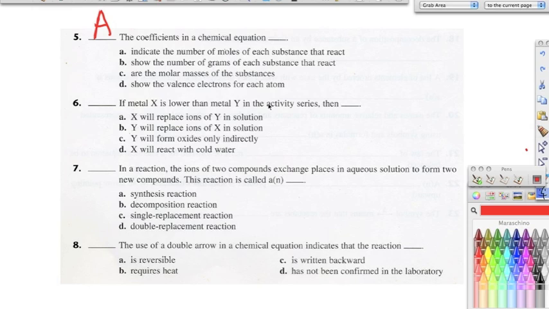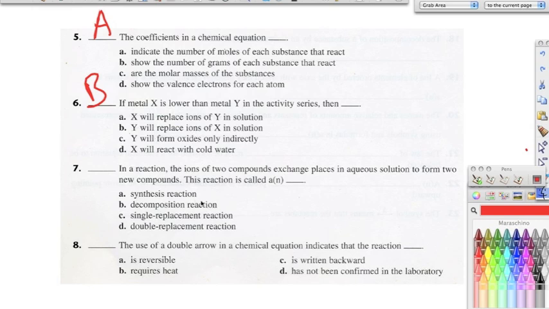Number 6, it says if metal X is lower than metal Y in the activity series, then, and the answer should be B, Y will replace X in the solution. So we know that Y would be on top because X is lower, so anything on top can replace anything below it.